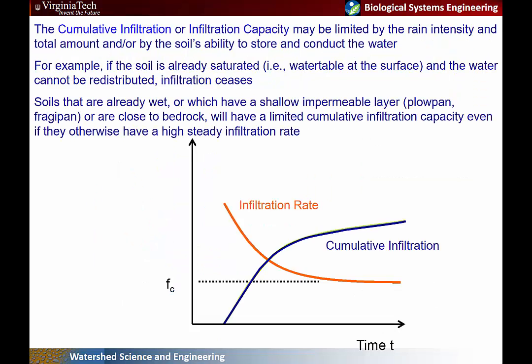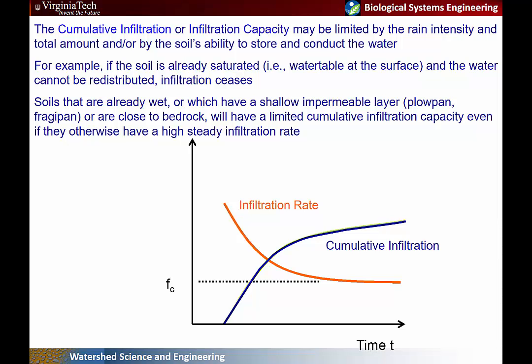So finally, the cumulative infiltration or infiltration capacity can be limited by the rain intensity and/or the total amount and the soil's ability to store and conduct the water. Looking at this curve, this is the cumulative infiltration or infiltration capacity. If you have a soil that can't store that much moisture, this curve might look much more like that. Or if you have a soil that can store a lot of moisture, it might go way up here like that.